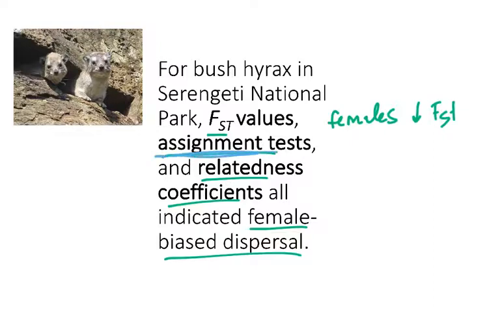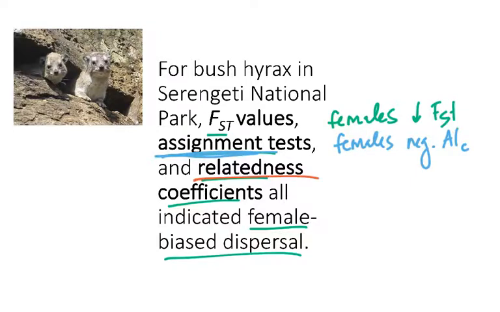For the assignment tests, if females are the ones that are moving between populations, females are going to have negative AIC values. Those indicate they're migrating between populations.